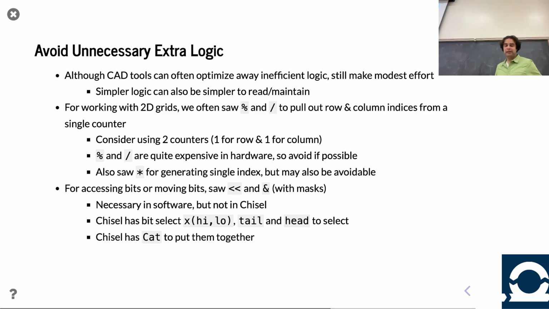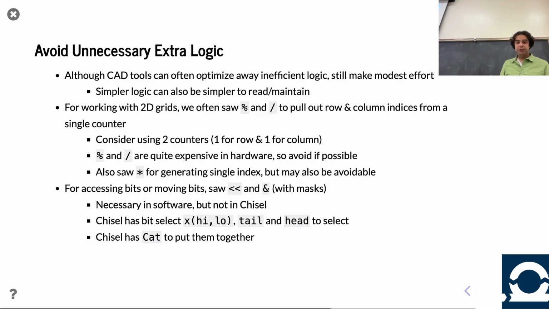Other folks also had the reverse. They had two counters and they turned it back into a single number using some multiplication, which once again, if you're kind of clever and you set things up, you can avoid that. So multiply, divide, remainder, these are all expensive in hardware. We want to use them as sparingly or perhaps not at all.